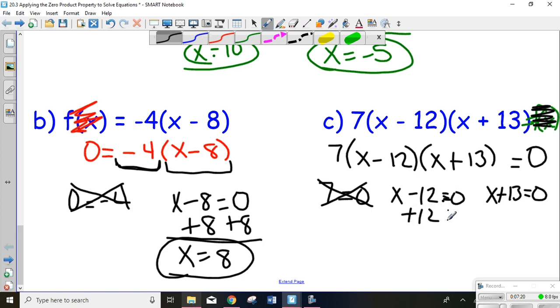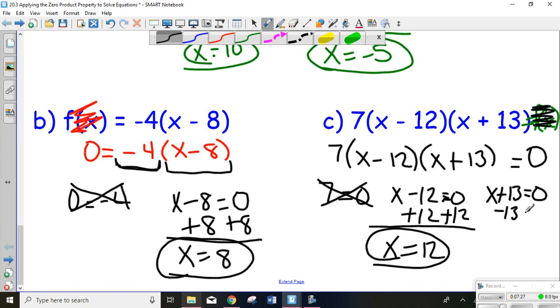Here I'm just adding 12 to both sides. So we get x equals 12. And here I'm subtracting 13 from both sides. So we get x equals negative 13. And there's my two answers. That truly is all this lesson is about.